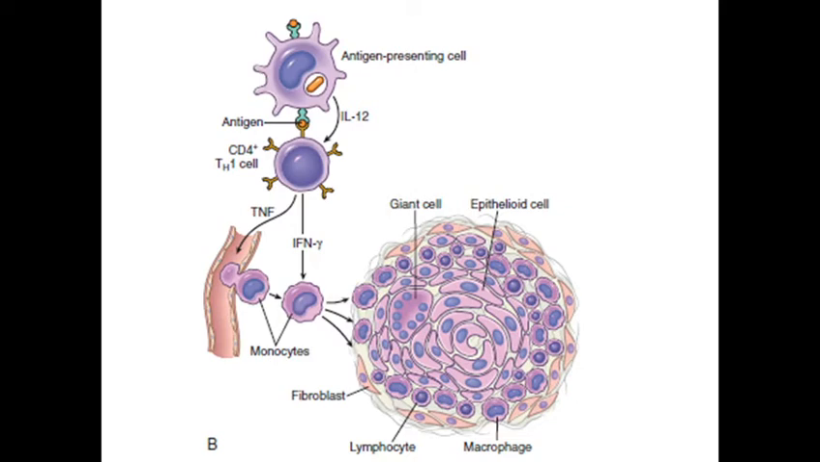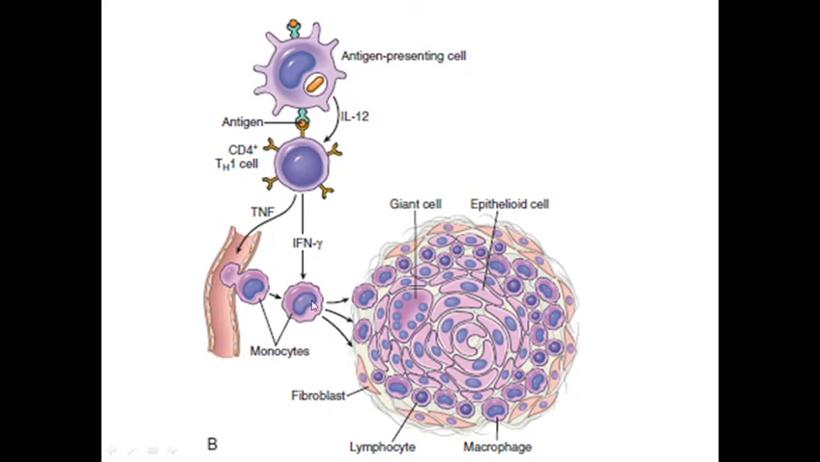If the antigen presenting cell secretes interleukin 12 while presenting antigen to the CD4 T cells, they differentiate along the Th1 pathway. In the Th1 pathway, these activated CD4 T cells secrete other cytokines such as interferon gamma, TNF, etc. This interferon gamma produced by the activated CD4 T cells can activate macrophages.